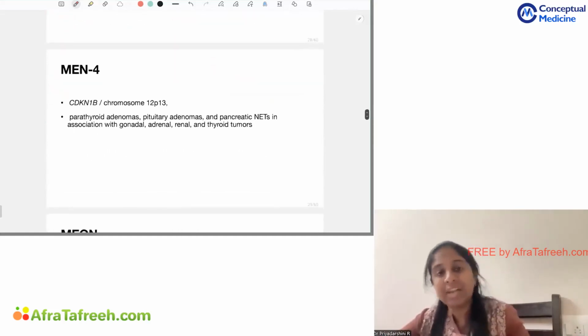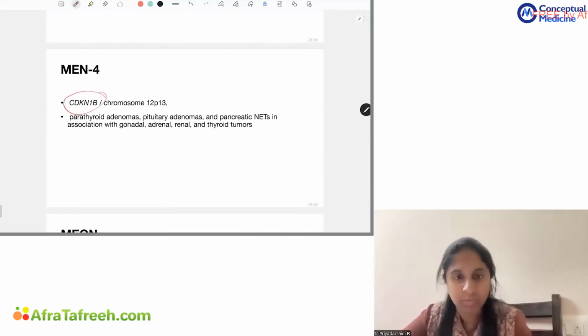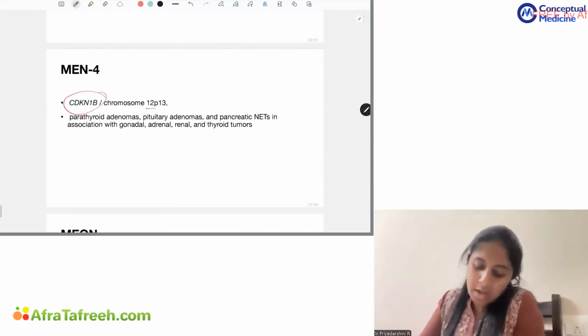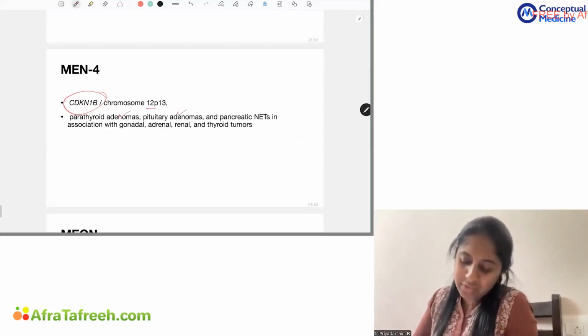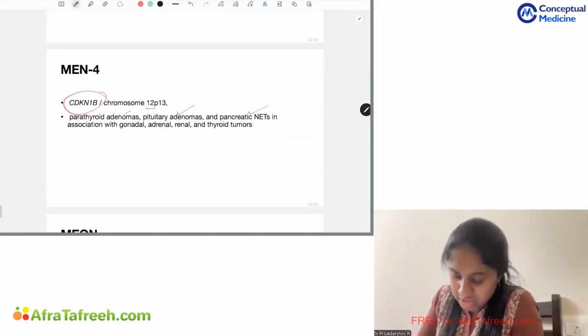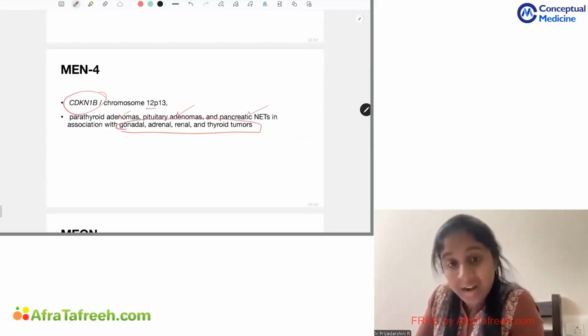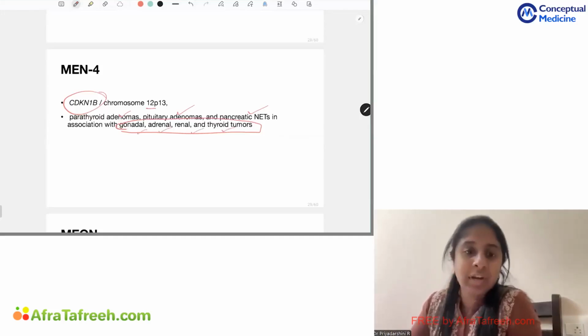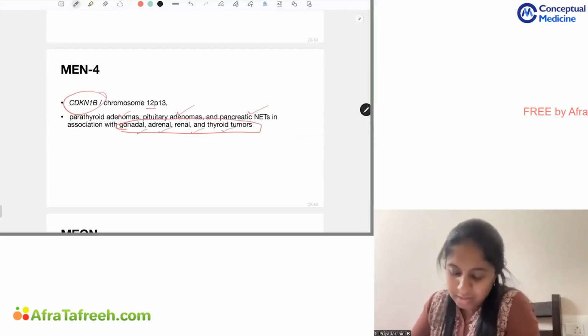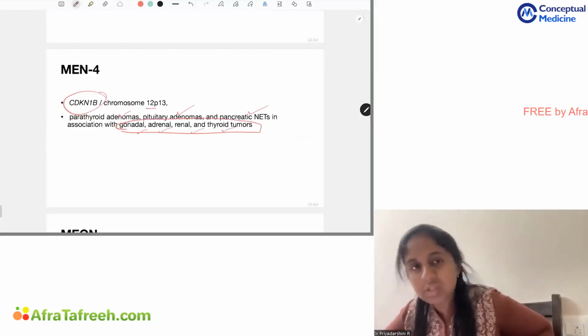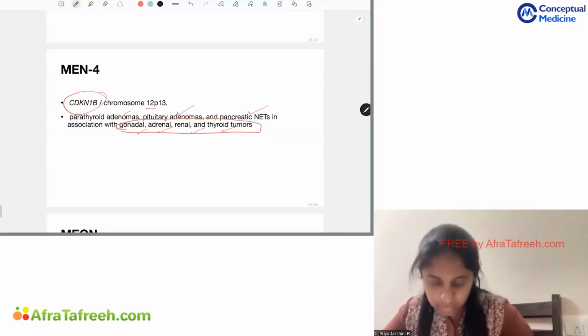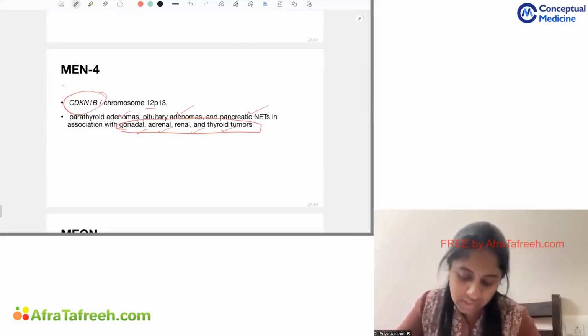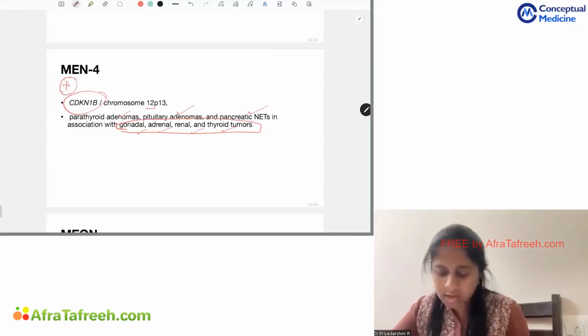So this is MEN 3. MEN 2B is otherwise called MEN 3. We have MEN 4 also, which is associated with CDKN1B mutation, chromosome 12. Here you have parathyroid adenomas, you may have pituitary adenomas, and pancreatic neuroendocrine tumors. In addition to all these tumors, you may have gonadal tumor, adrenal tumor, reproductive gland tumor, renal tumor and thyroid tumor. If these tumors are there along with pituitary, parathyroid and pancreatic neuroendocrine tumors, then you will have to think more in terms of MEN 4 syndrome. It's usually associated with CDKN1B mutations. It's very, very rare.